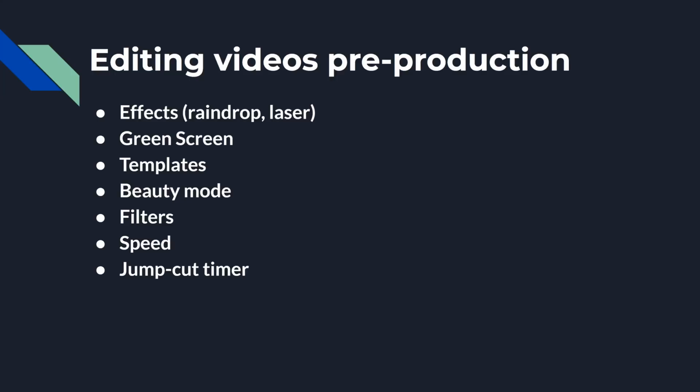Also, there's the templates, which I showed you already, like the more future stuff. I'll go through that again. There's beauty mode, which basically just makes you look better. And then there's filters. There's a bunch of filters you can add. Then there's speed, and then the jump cut timer. The jump cut timer is really, really critical. I'm going to show you exactly how that works. So I'm just going to share my screen, and then we'll go from there.